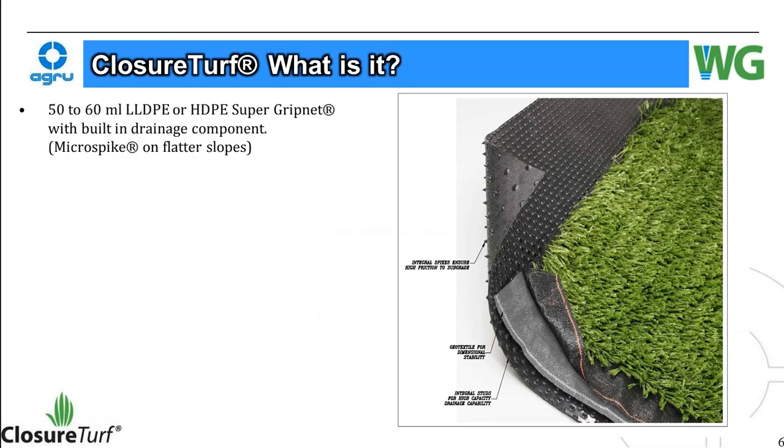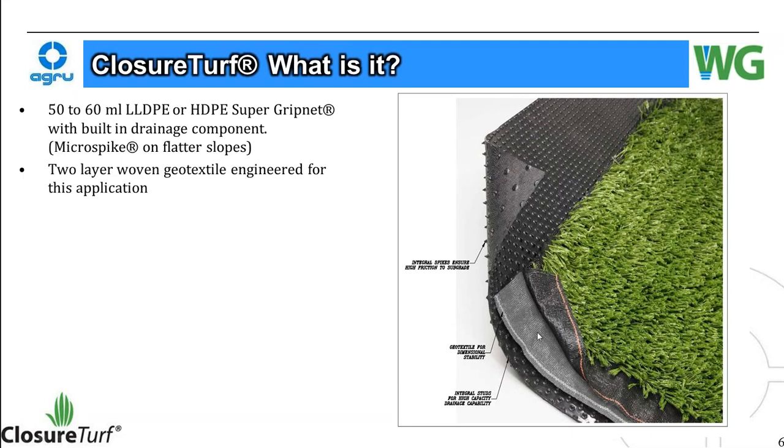It initially came in a flavor using 50 to 60 mil linear low, or perhaps high density polyethylene Supergrip net. Supergrip net has the built-in drainage component that we call the integrated drainage system, or IDS. This is the Supergrip net here. You can also use our Giroux Microspike product on flatter slopes, which we'll get to in a bit.